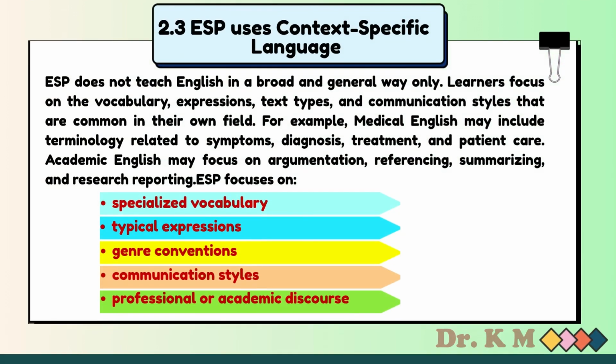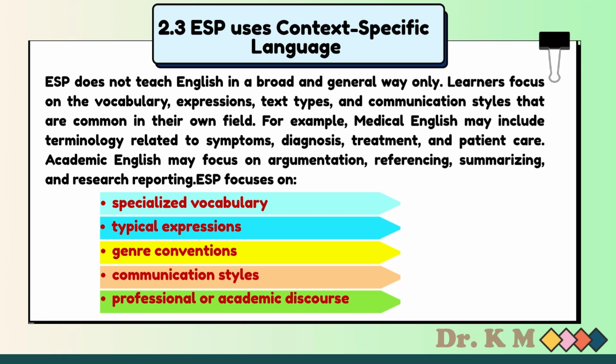ESP uses context-specific language. ESP does not teach English in a broad and general way only. Learners focus on the vocabulary, expressions, text types, and communication styles that are common in their own field. For example, medical English may include terminology related to symptoms, diagnosis, treatment, and patient care. Academic English may focus on argumentation, referencing, summarizing, and research reporting.